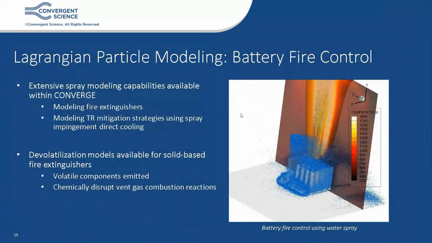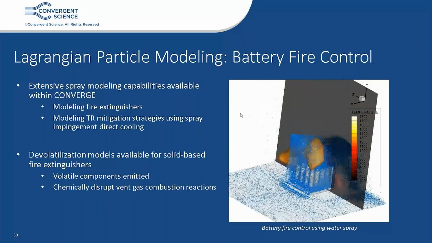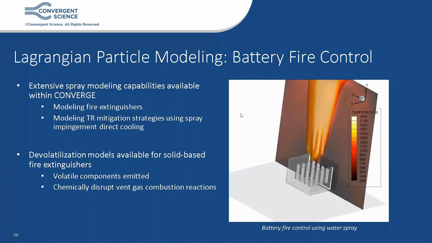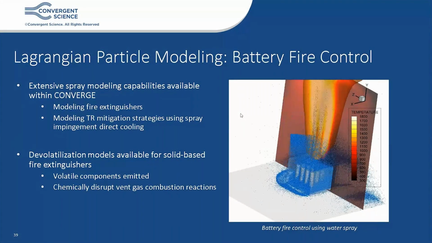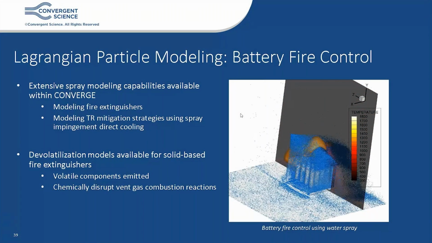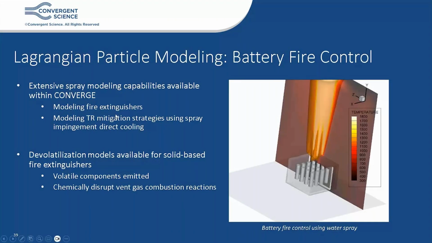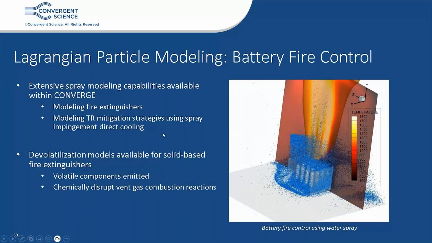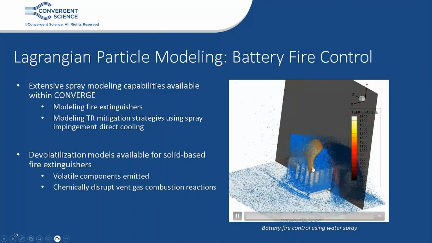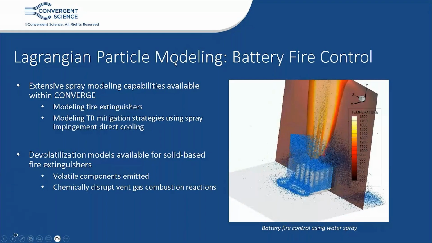Once you get a full understanding of your thermal runaway and venting behavior in your simulation, you can start to incorporate more physics into your simulation and model a wide variety of complex problems. For example, when you have a battery fire, people may wish to control or mitigate those battery fires. Oftentimes they do that by using fire extinguishers that can extinguish a fire, or also spray cooling techniques to prevent thermal runaway propagation. And this can be modeled using our Lagrangian particle modeling capabilities.